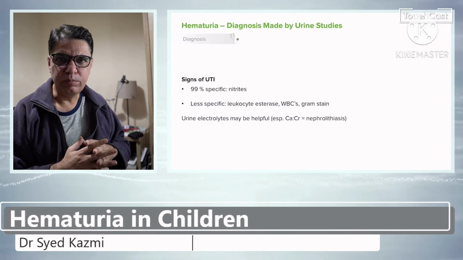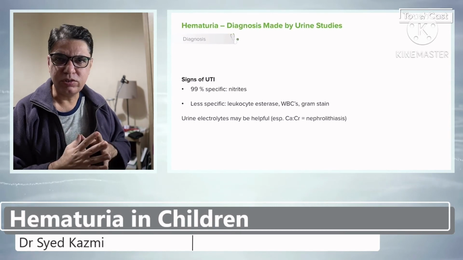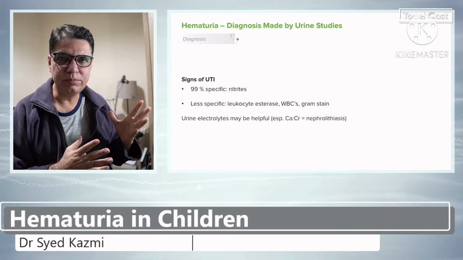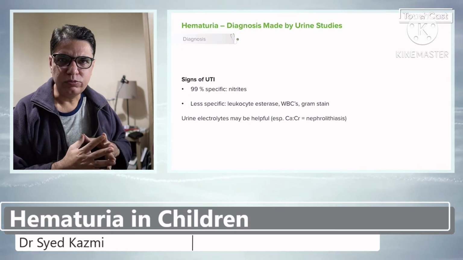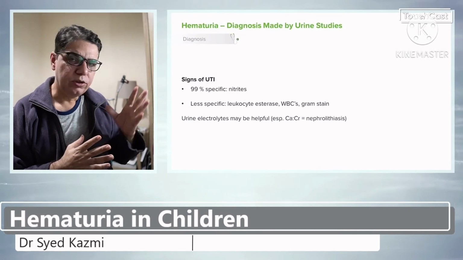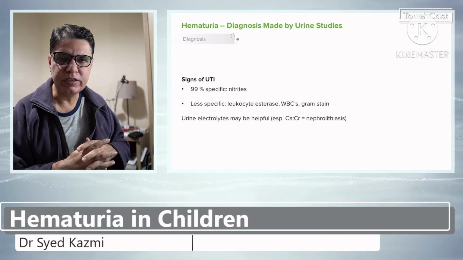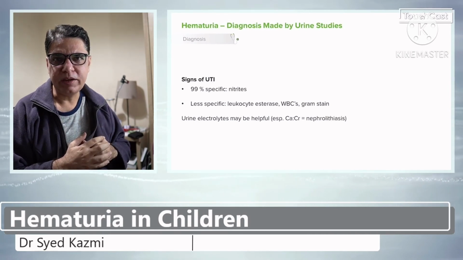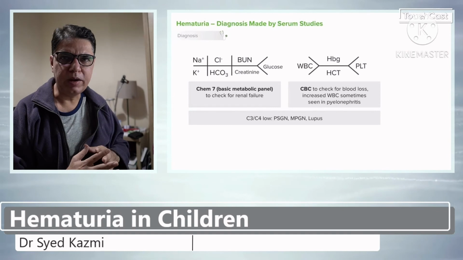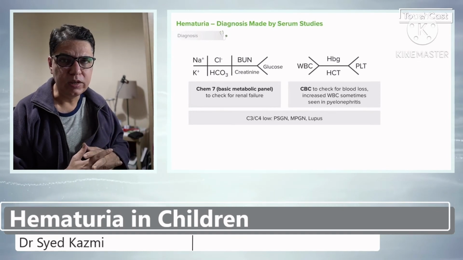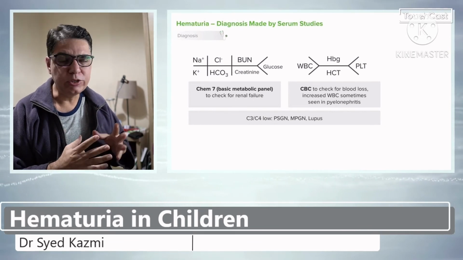While the positivity of other markers like leukocyte esterase, white blood cells, is not that specific, though most of the time it means that there might be a UTI, it can also happen in many other problems, not necessarily infections. Urine electrolytes can also help, especially the ratio of urinary calcium to creatinine. A high ratio could mean that there might be stones anywhere in the renal tract, which we call nephrolithiasis. And blood chemistry and blood tests can also be very helpful in finding the different causes as well as the associated problems in case of hematuria in children.